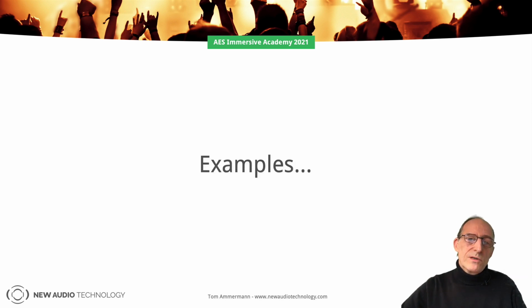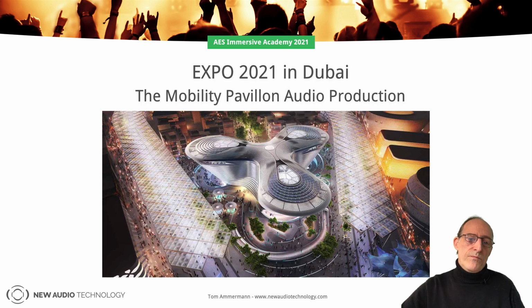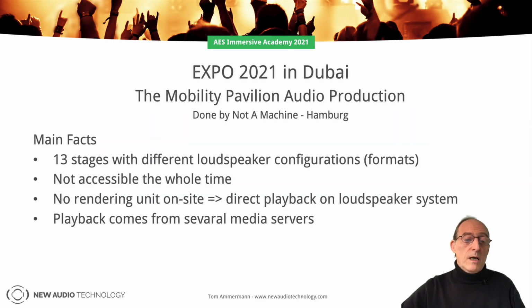Now I'd like to give you some examples for such applications. The first one is the Expo 2021 now in Dubai, the Mobility Pavilion audio production. It's done by Not a Machine from Hamburg, and the main fact there is this pavilion has 13 stages with different loudspeaker configurations. And you couldn't go into it to mix and check your stuff the whole time, just sometimes. And there's no rendering unit on site.